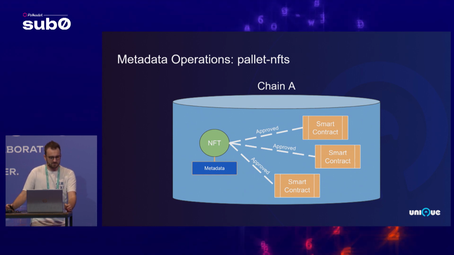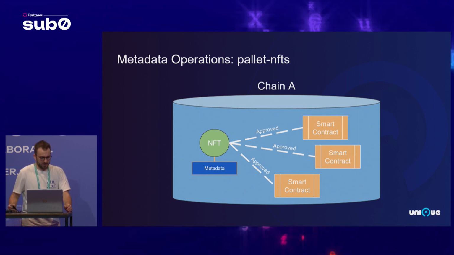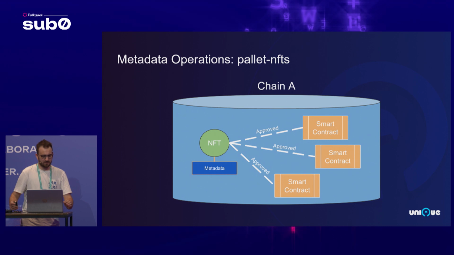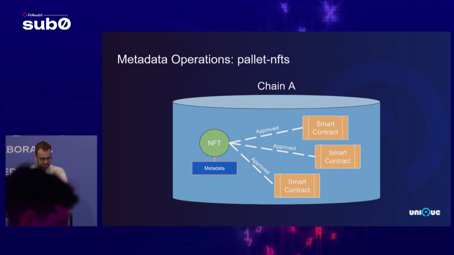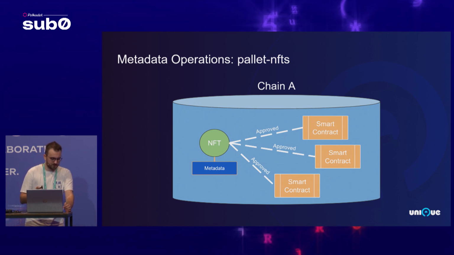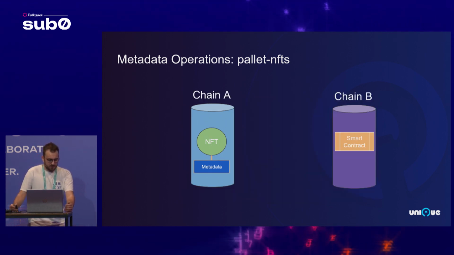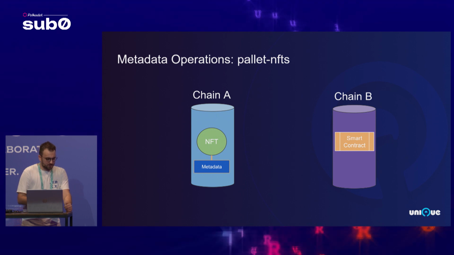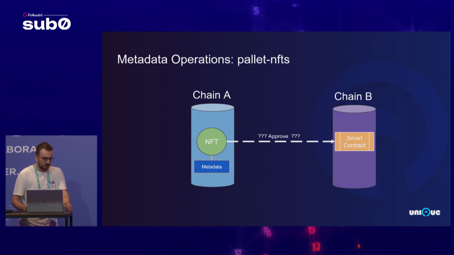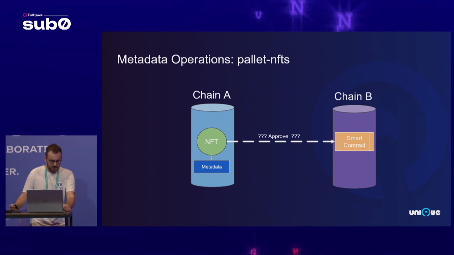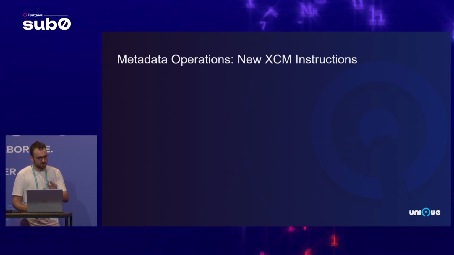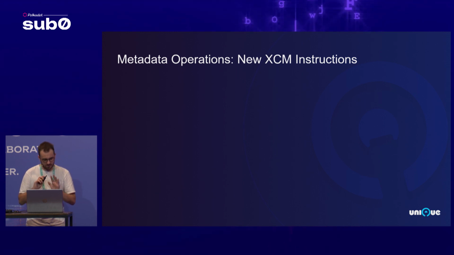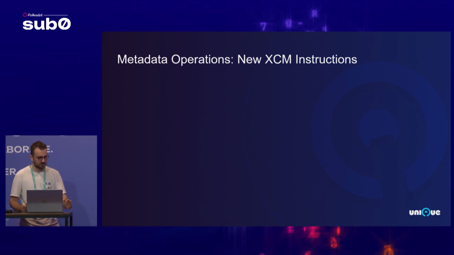Yet, these interactions are limited by the scope of the chain where the particular instance of the palette NFTs is located. In this case, we are limited by chain A. Other chains could also provide engagements in which the NFT owner could want to participate, but they are not accessible. Luckily, we can fix this. We can introduce new XCM instructions. I will use hypothetical temporary names. The main thing here is not their names, but their functionality.